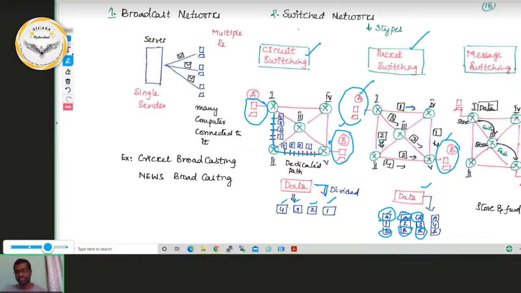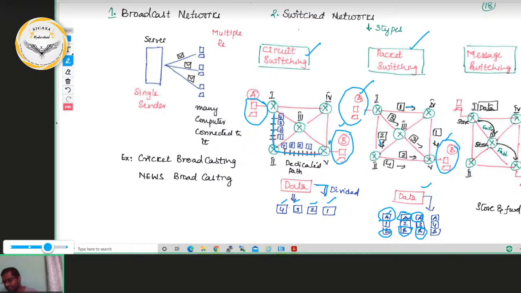So what is the difference between circuit switching and packet switching? In circuit switching, all the packets will be transmitted in the same or dedicated path, whereas in packet switching, each packet will move in its own direction to reach the destination. So that is the difference between packet switching and circuit switching. Now, where do we use circuit switching? Generally, voice calls use circuit switching. When do we use packet switching? Packet switching is used in normal things like WhatsApp messages, direct messages, etc.